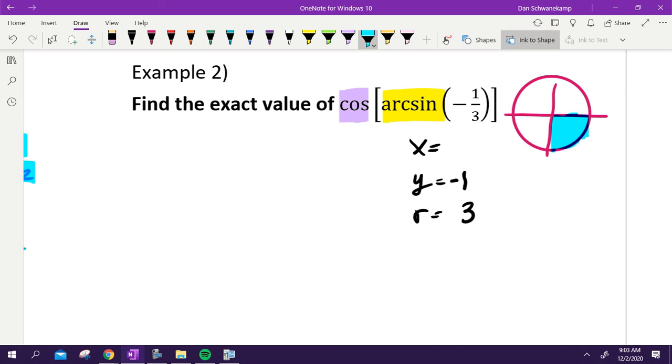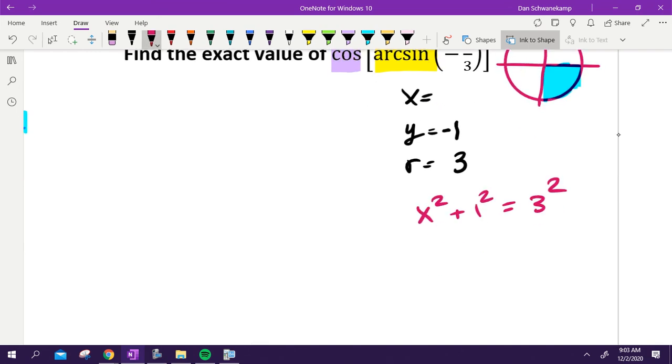Okay? So to find x, we're doing Pythagorean theorem. X squared plus 1 squared equals 3 squared. Notice that I don't even write the -1 because I'm squaring it anyways. X squared plus 1 is 9. So x squared equals 8. X is going to be equal to plus or minus 2 root 2. I simplified the radical. The square root of 8 is 2 radical 2.